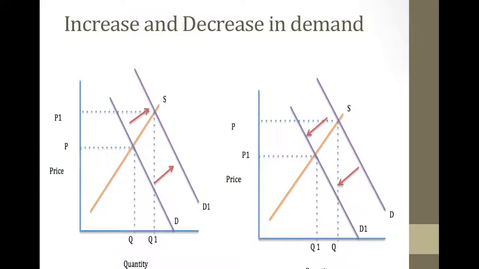If you see this graph, the first graph is showing an increase in demand, so you can see a rise in price and an extension in supply. Also in the second graph, it is showing a decrease in demand, so you may see a fall in price and a contraction in supply.